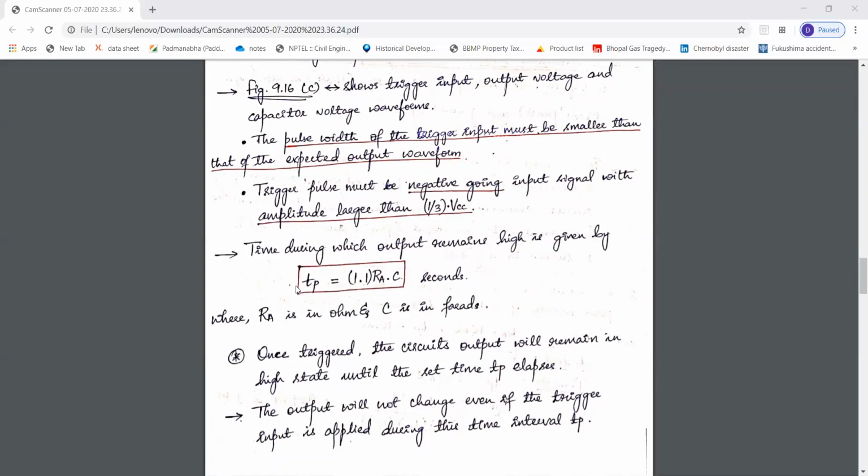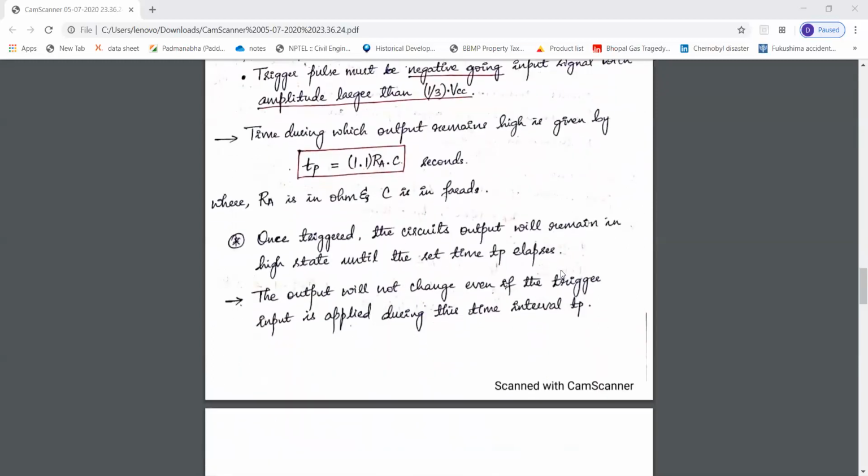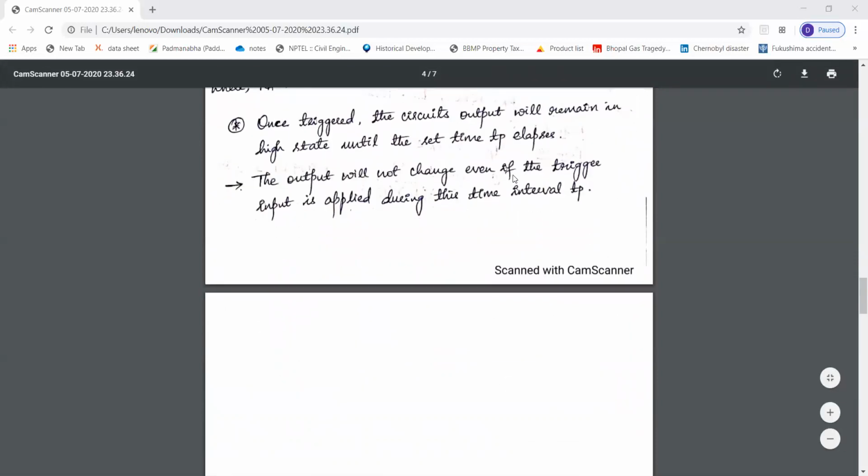This is the formula for the time duration for which the output remains high, given by Tp equal to 1.1 Ra into C in seconds, where Ra is in ohms and C is in farads. Once triggered, the circuit's output will remain in the high state until the set time Tp elapses. The output will not change even if the trigger input is applied during this time interval.